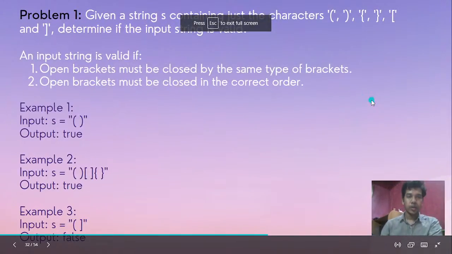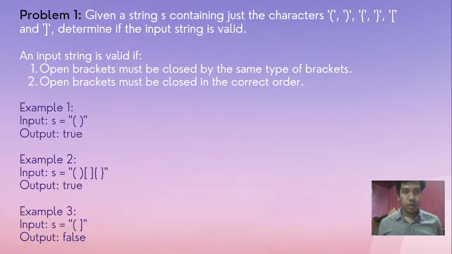So in this session we are going to cover two problems. This is the first problem: given a string S containing the characters, these types of brackets, curly bracket, then square bracket and round bracket, we have to determine if the input string is valid. It means that open brackets must be closed by the same type of brackets, and open brackets must be closed in the correct order. So the correct order is firstly curly bracket, then square bracket, and inside that the round bracket. This is the order.